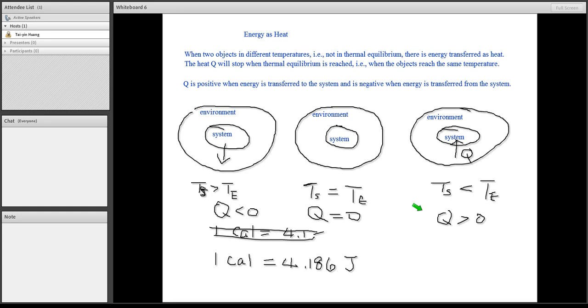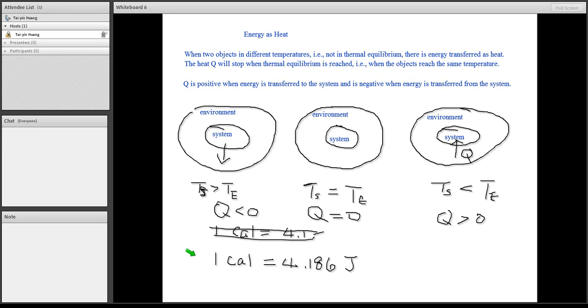Because heat is one kind of energy, we know that the SI unit is the joule. However, in the past, people didn't use joules that much. They had another unit, the calorie, and because it has been used so popularly and so commonly, we keep both units, calories and joules. So 1 calorie is equal to 4.186 joules.